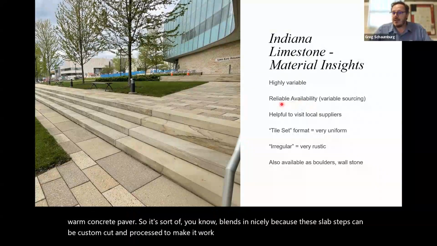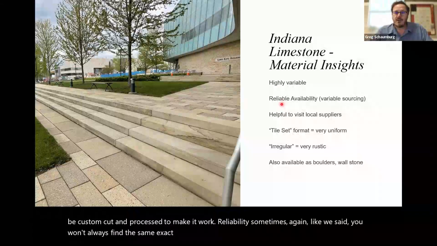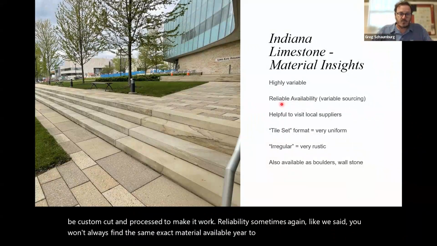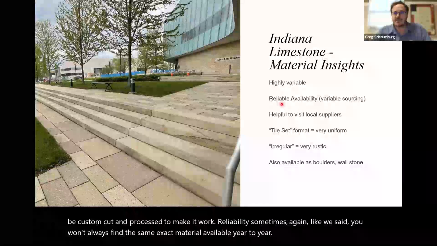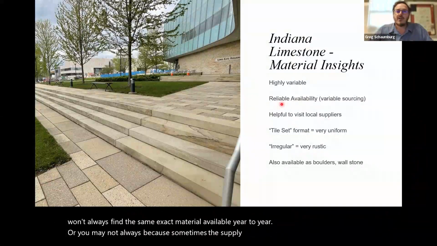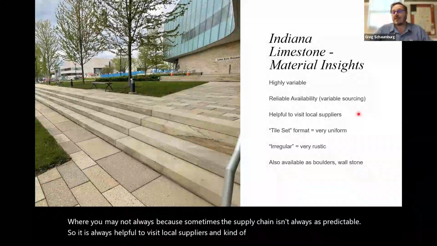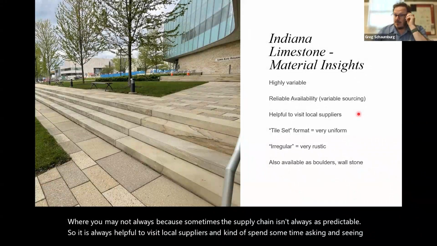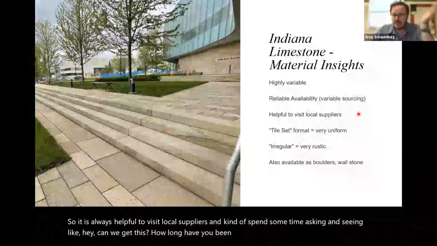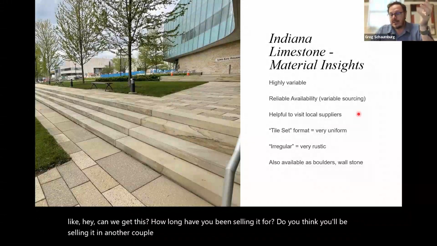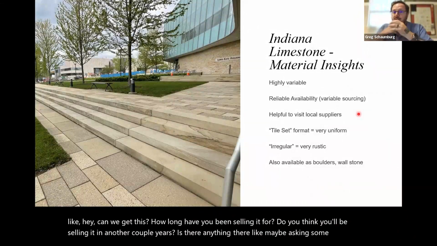Reliability: sometimes, again, like we said, you won't always find the same exact material available year to year, because sometimes the supply chain isn't always as predictable. So it is always helpful to visit local suppliers and spend some time asking, like, hey, can we get this? How long have you been selling it for? Do you think you'll be selling it in another couple of years? Maybe asking some of those questions is helpful.